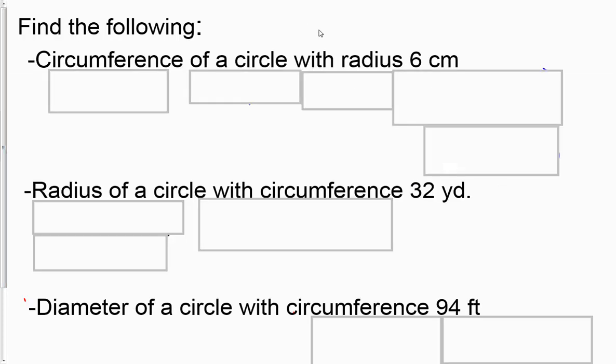So what we're going to be doing is using our circumference information to help us find radius, diameters, things like that. And we're also going to go into finding only a portion, per se, of the circumference. And that formula will come up shortly.